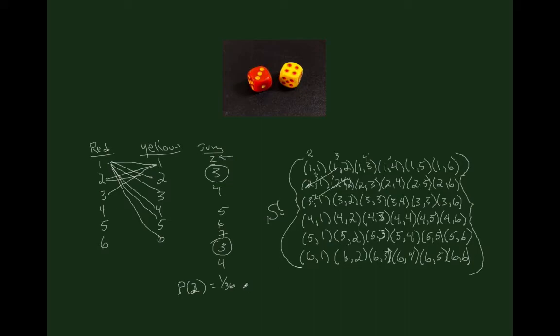And I could also calculate the probability of rolling another number, let's just say 7. The probability of rolling 7 would be, well, I would count the number of ways that a 7 could be rolled: 1, 2, 3, 4, 5, 6 ways. So that probability would be 6 out of 36, which simplifies to 1 out of 6.